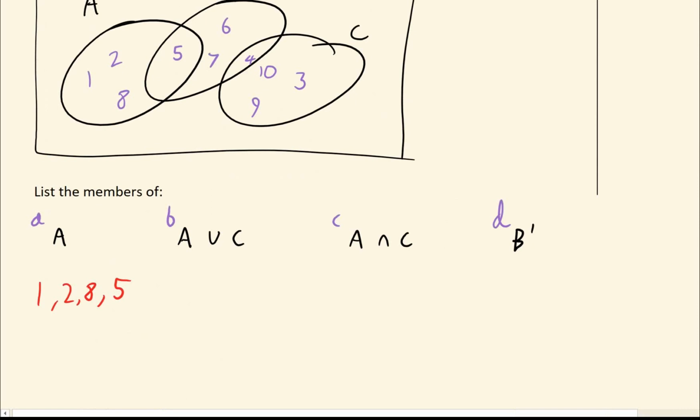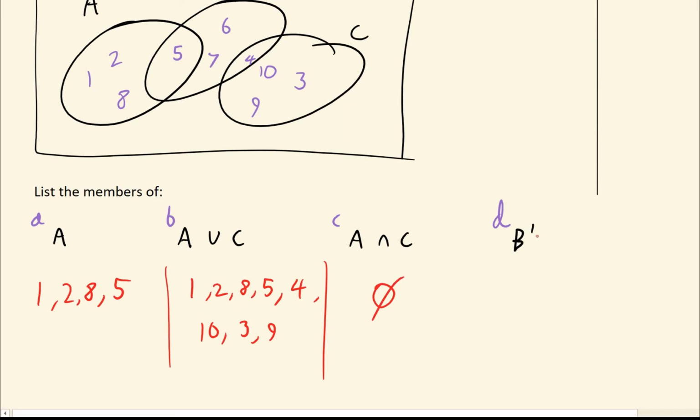Next, I want the members of A or C. So I had 1, 2, 8, and 5, who are in A, and I've also got these 4 numbers that are in C. So 4, 10, 3, and 9. And lastly, list the members who are in A and C. There are no members, which would say basically empty set. There's nothing in there. There's nothing in A and C.